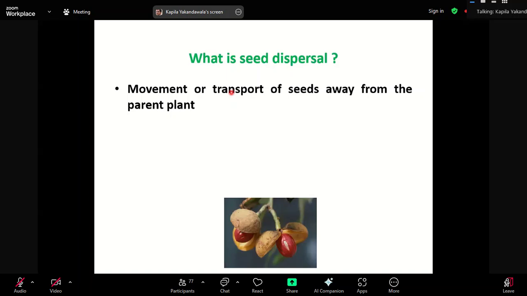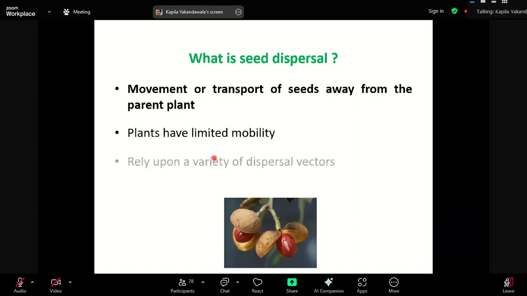Seed dispersal. Why should seeds be dispersed away from the mother plant? When a seed dropped under the mother plant, what will happen? Competition will be very high. So seeds will not germinate. So usually a vector will carry seeds away from the mother plant.